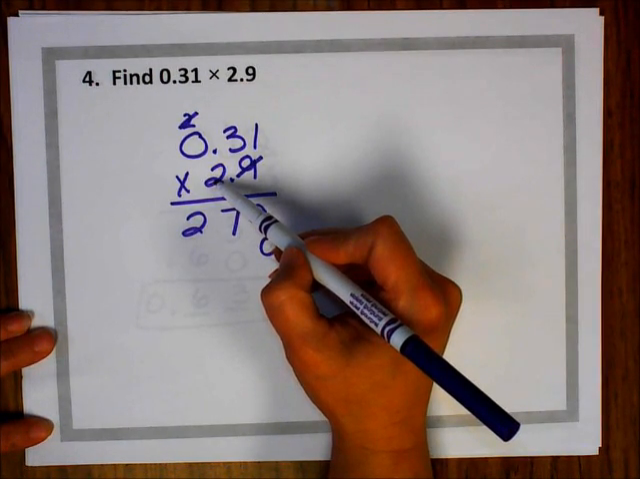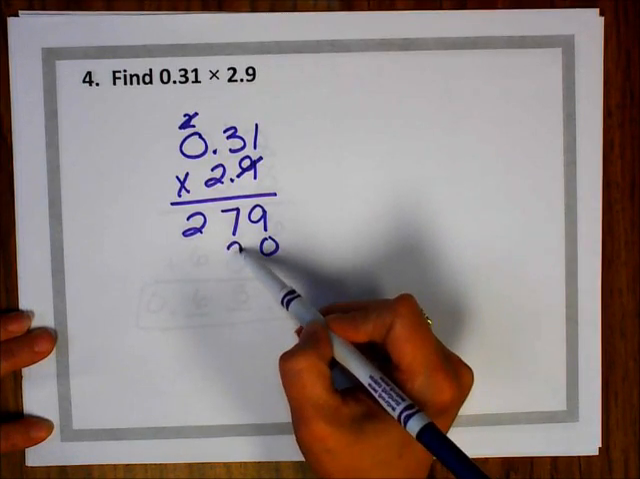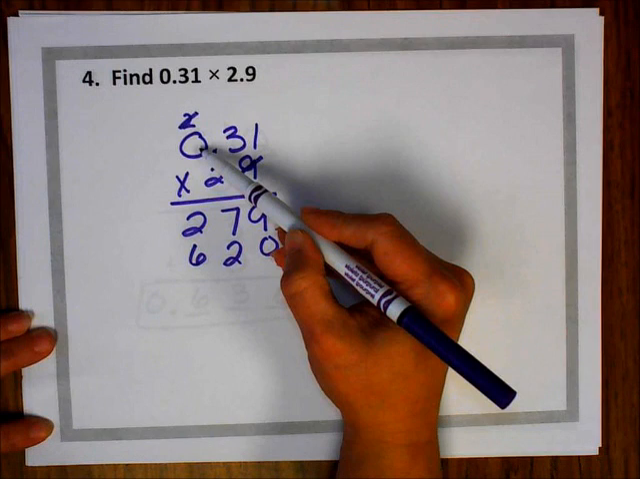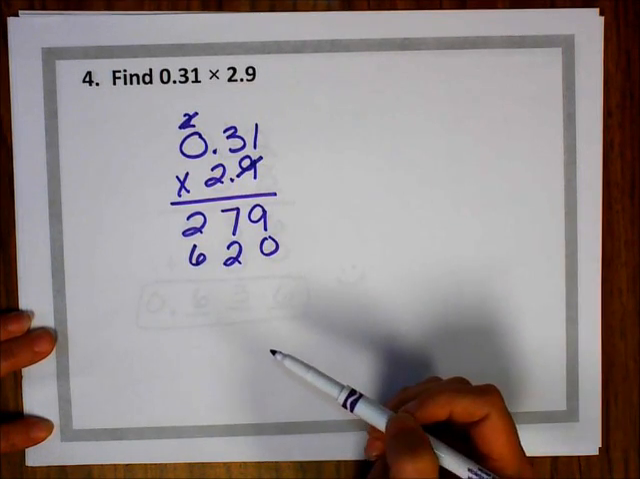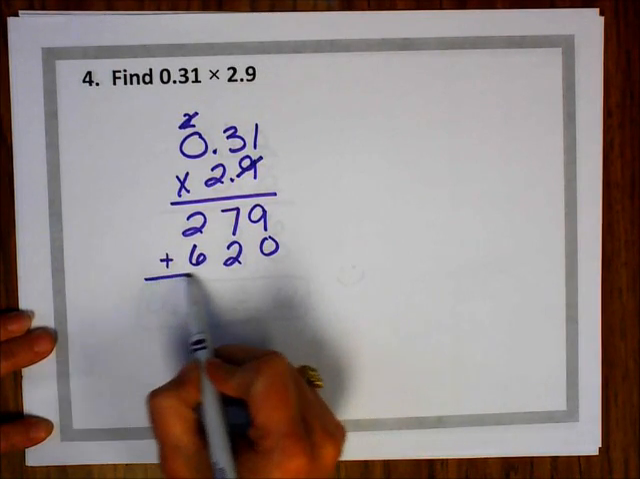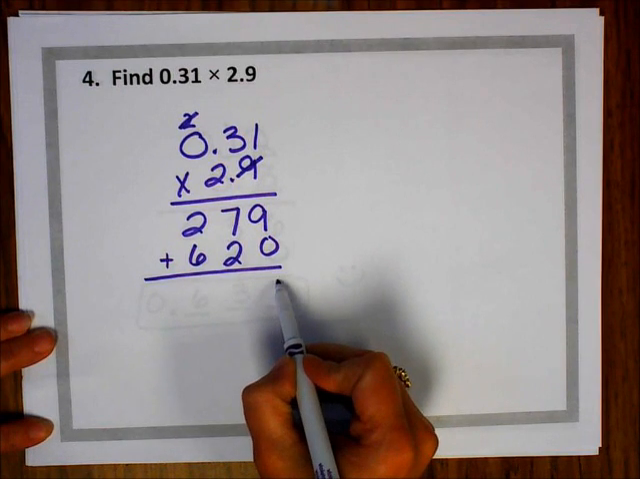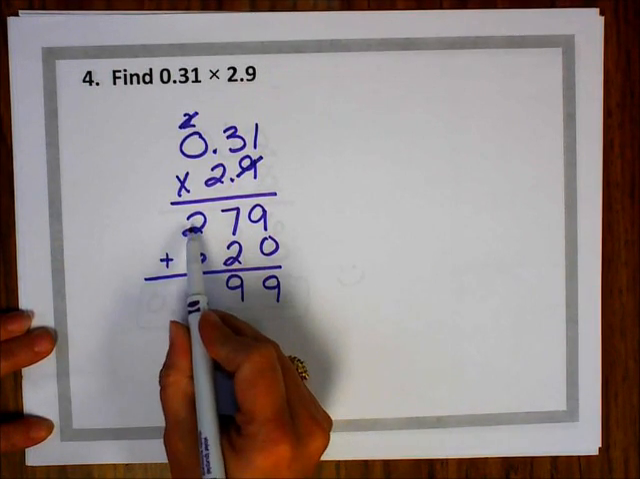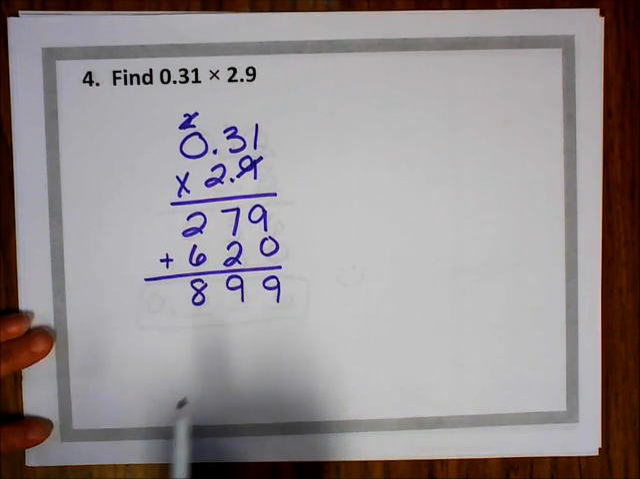Now let's multiply. 2 times 1 is 2. 2 times 3 is 6. And now I'm not going to multiply the 2 times the 0 because I know it gives me 0. Now we can add. 9 plus 0 is 9. 7 plus 2 is 9. 2 plus 6 is 8.